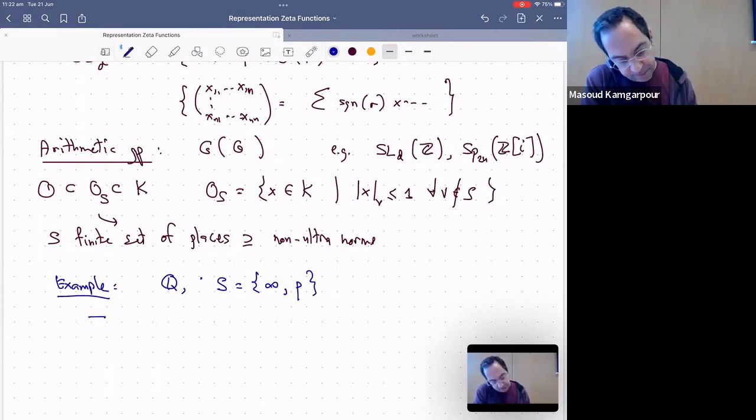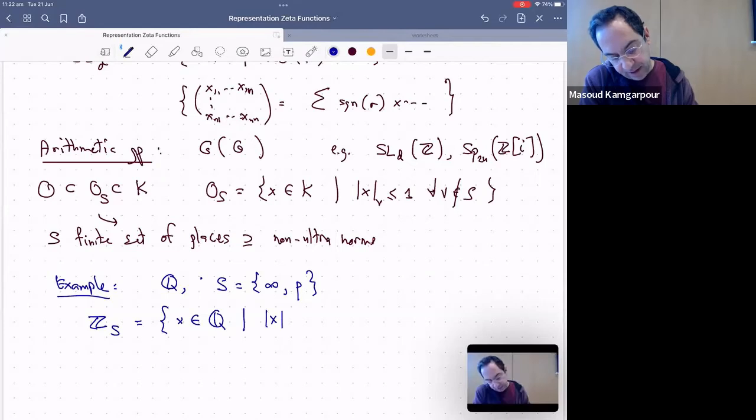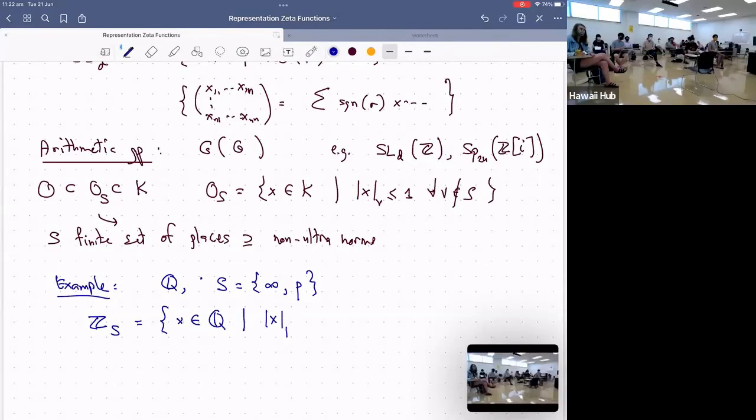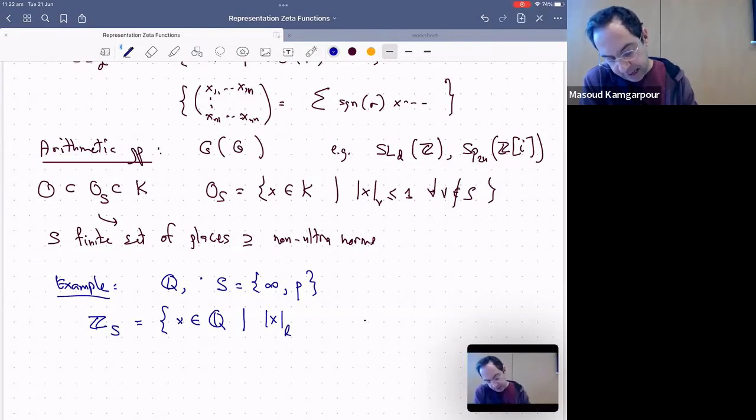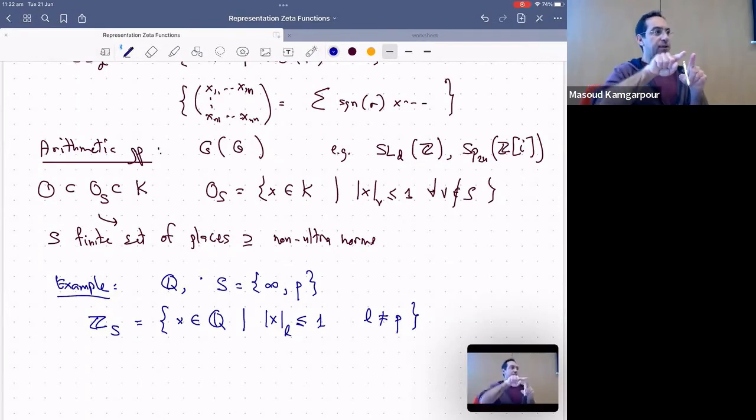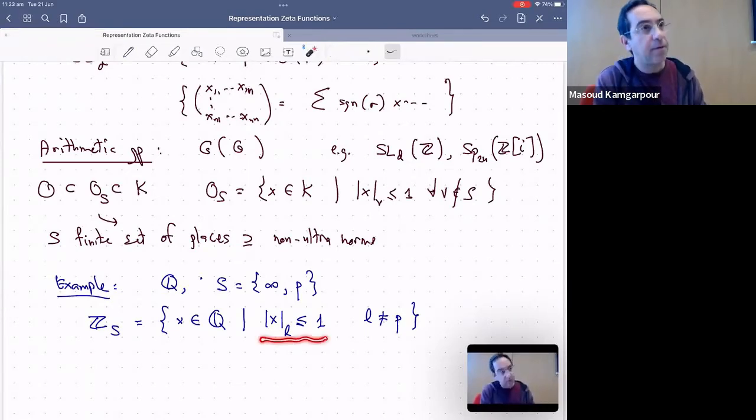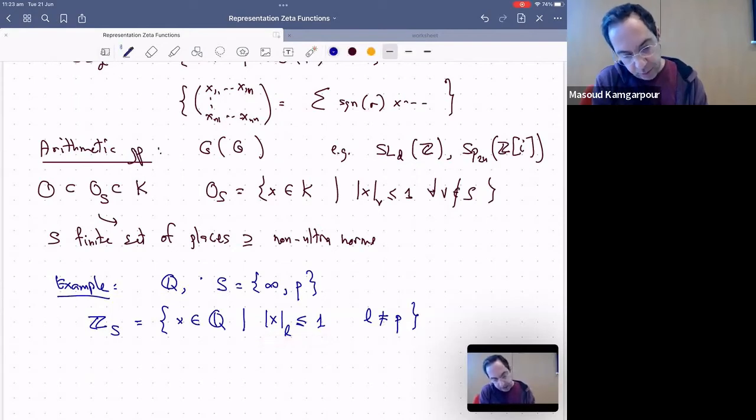And then what will be Z of S? So I'm going to take all the elements x in Q, all the rational numbers, and I'm going to insist that the norm at, say, l, where l is different, so I need to take all the places not in S, so l is different from p, and I need to insist that this is at most 1. So these are all the rational numbers whose denominator can contain only p. This is exactly controlling the denominator, if you remember. And so what is this? This is just Z, and I'm inverting p.